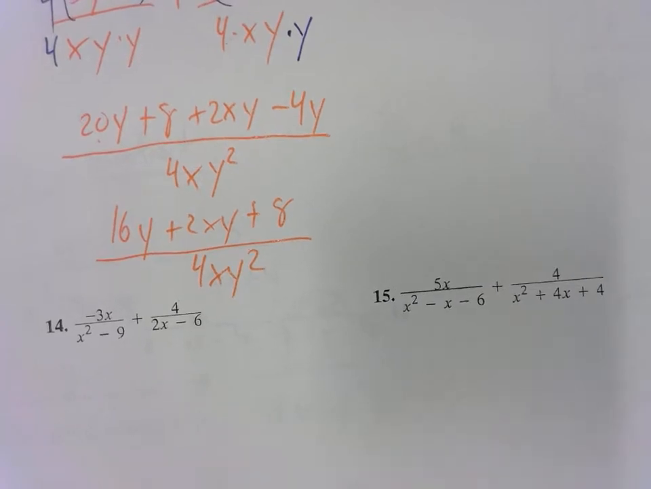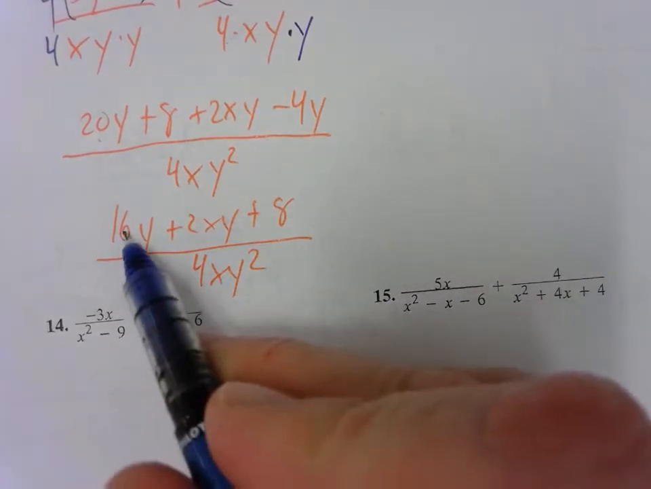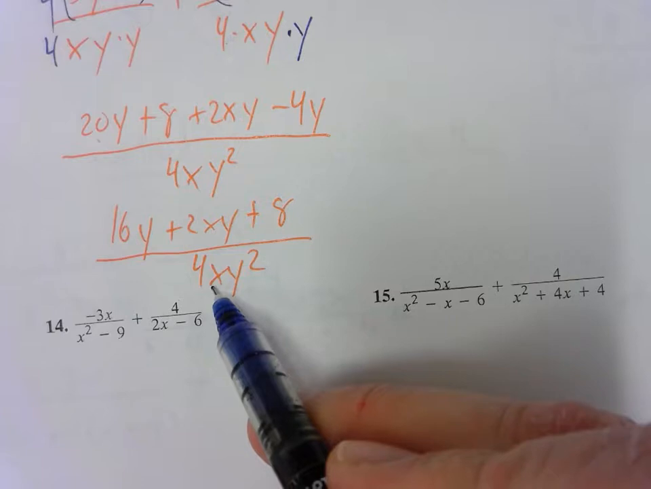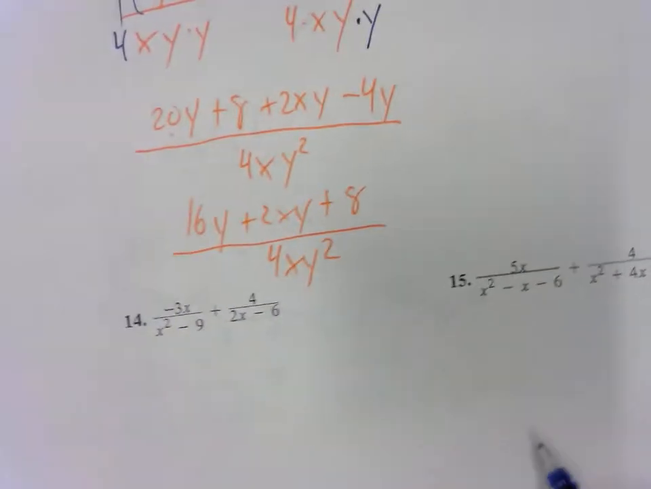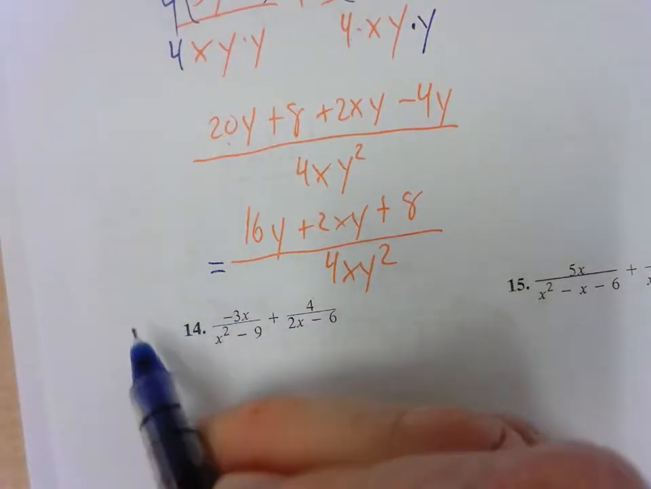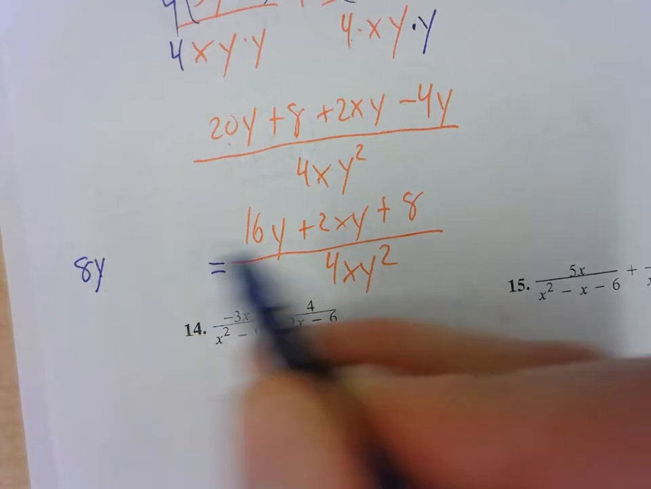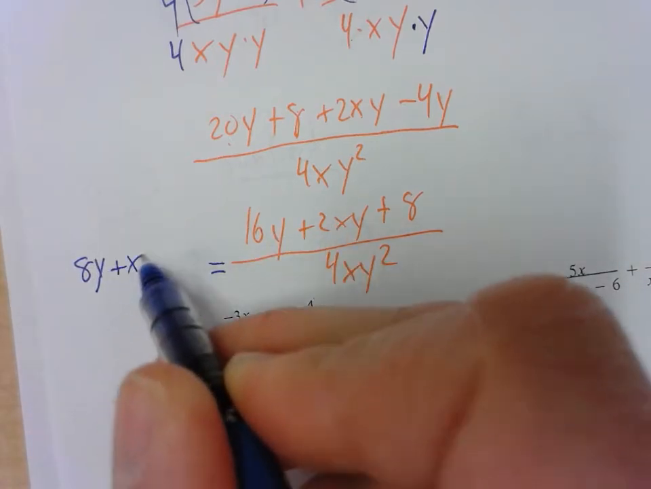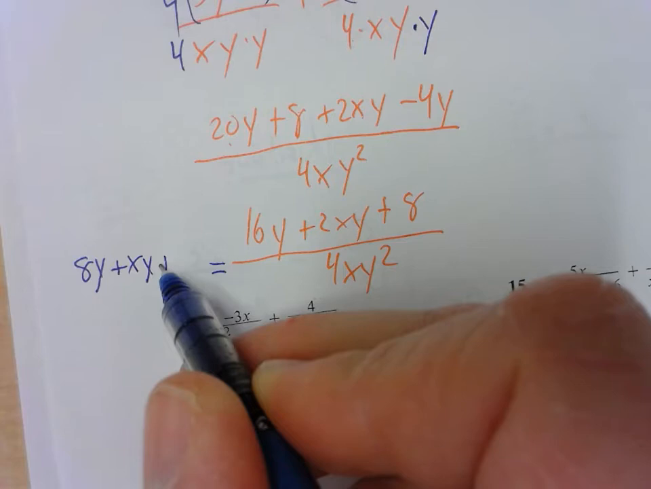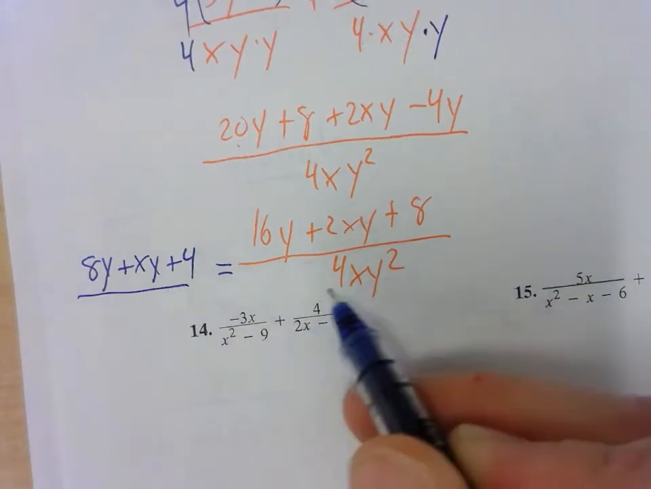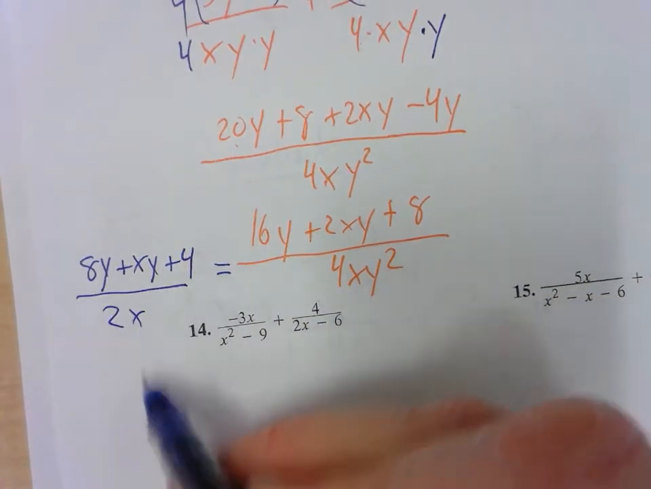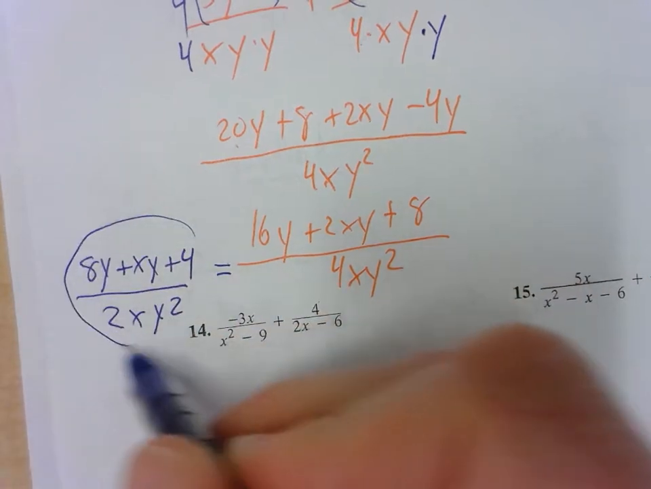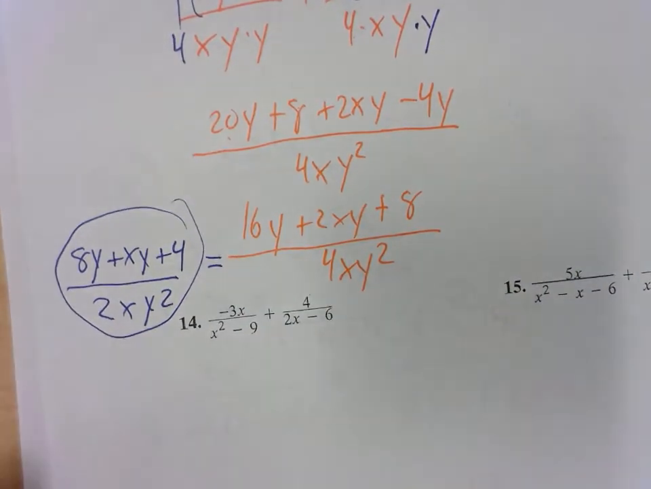Now, what you can actually do with this is, since each term is a multiple of 2, everything can be divided by 2. So this could be the best final answer: 8y, divide this by 2, plus xy, plus 4, over, divide that by 2, 2xy squared. All right.